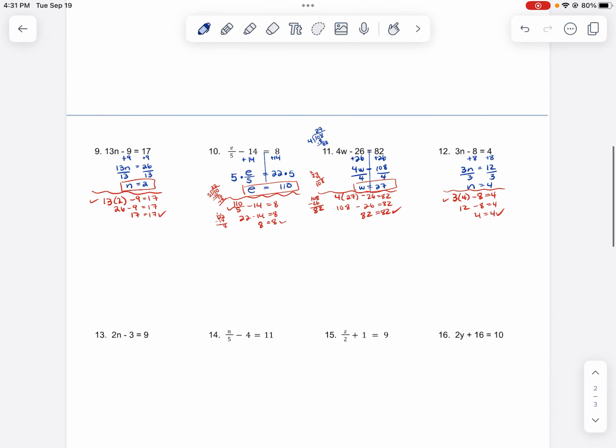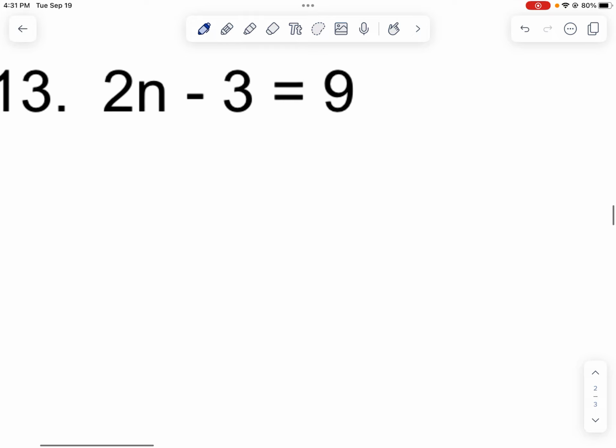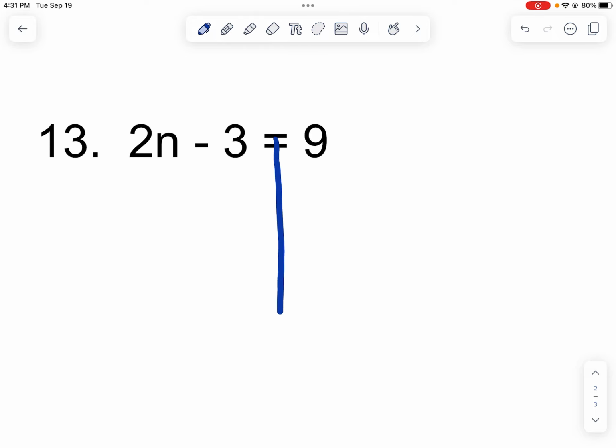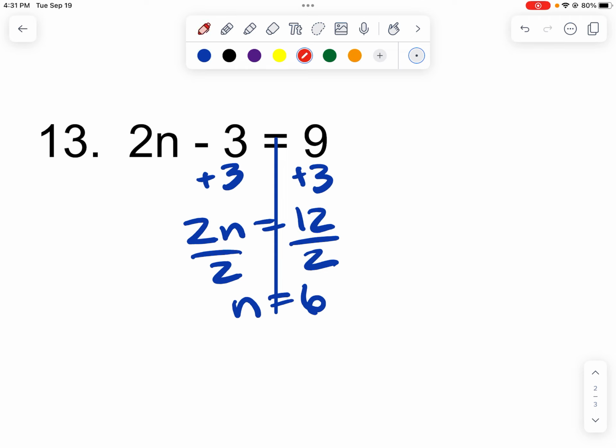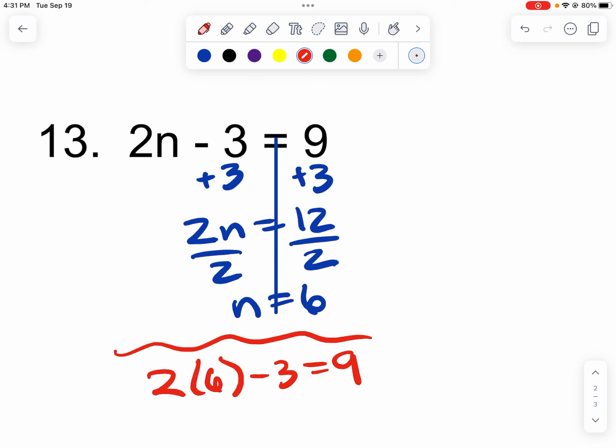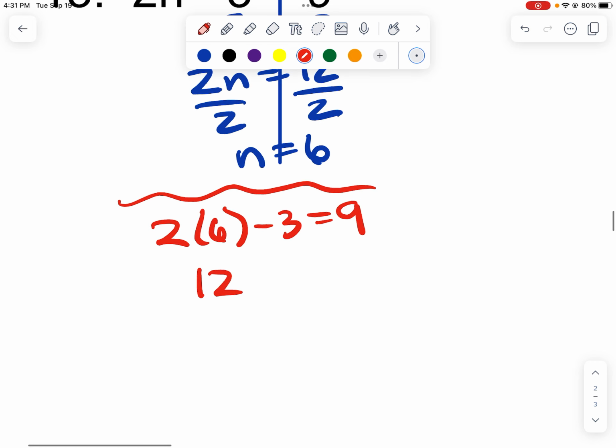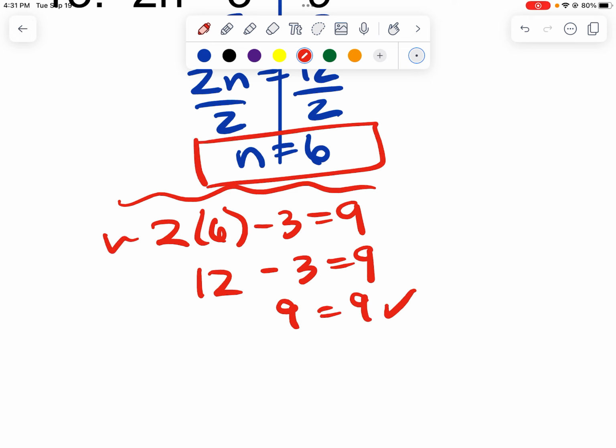So here, I add 3 to both sides. I get 2n equals 12. Divide by 2, and get n equals 6. Then I check my work to make sure I did it correctly. 2 times 6 minus 3 equals 9. 12 minus 3 equals 9. 9 equals 9. It works. So that's my answer.